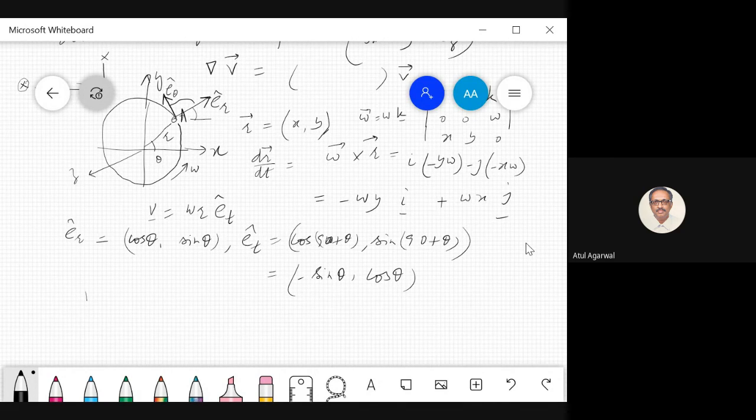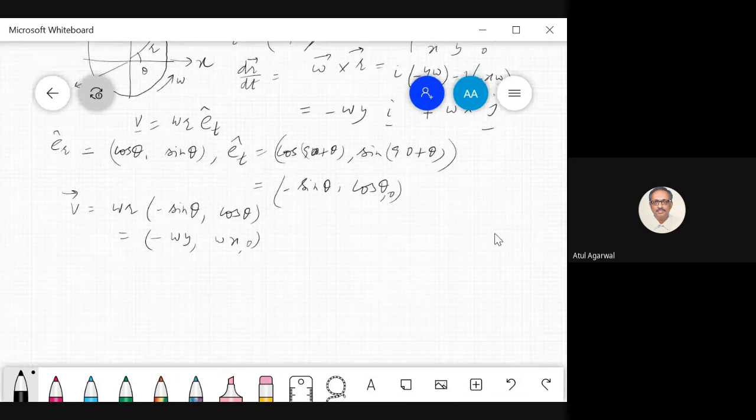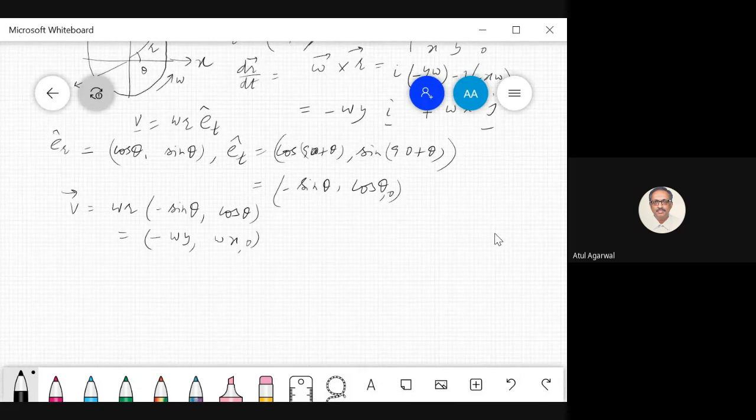So your velocity becomes omega r times minus sin theta, cos theta, same as minus omega y, omega x. So this is velocity of the particle. You assume it is in the xy plane, so third coordinate is 0. So you are given velocity as a function of position.